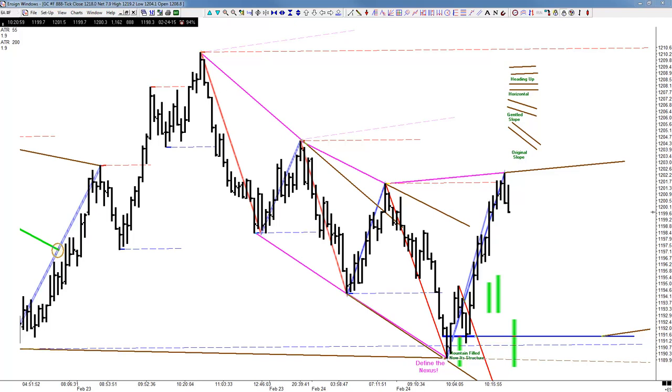Okay, so these are tangents drawn on a circle. Okay, and the in-between is the probable path of price. Does everybody understand that? So here we are with a steep tangent. Here's a less steep tangent as we come down the circle. Here we are at horizontal, and here we are at heading up, and these are the probable paths of price.